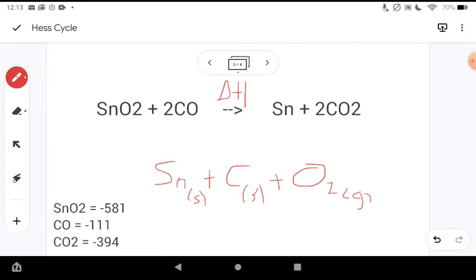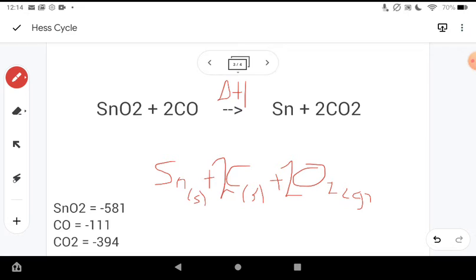And we should really balance that. So we've got the right number of tin. Oxygen is 1, you've got 2, that's 4. So I've got 4 oxygens, so I would have 2 there, and I've got 2 carbons.